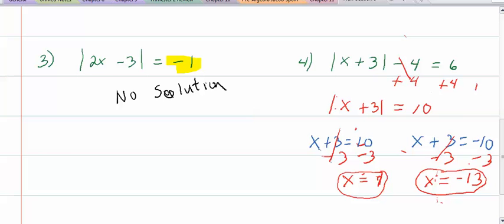Okay, so that's our lesson for today. Solving absolute value equations. Tomorrow will be inequalities.